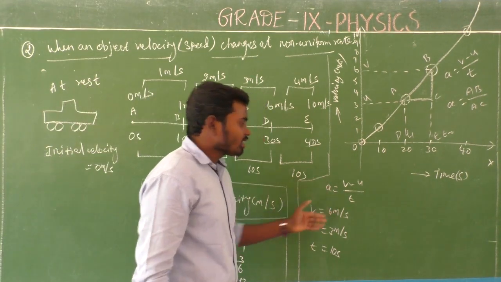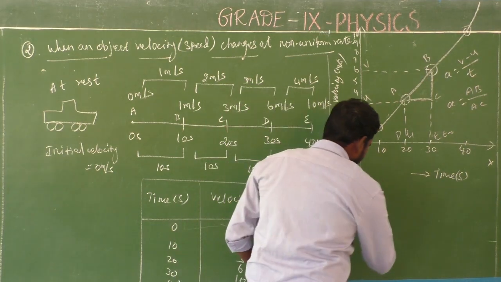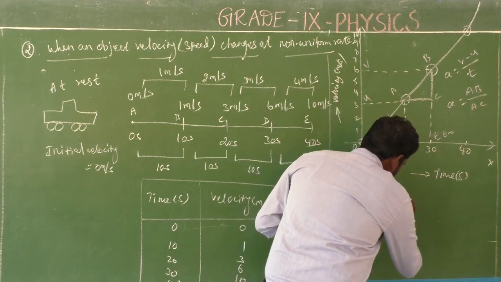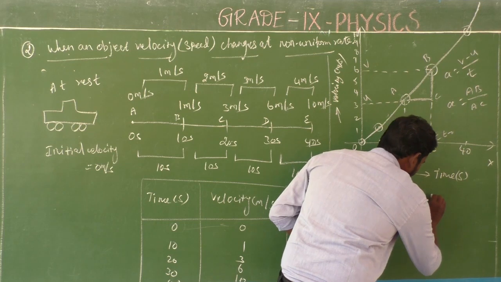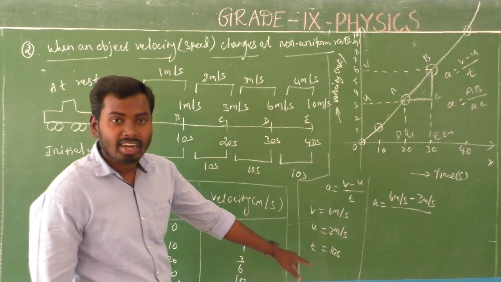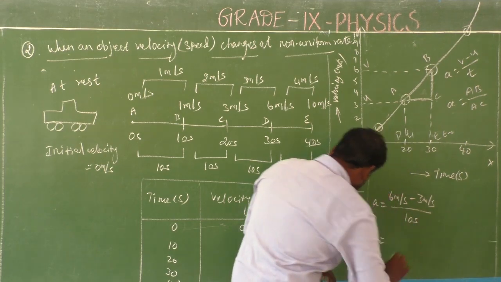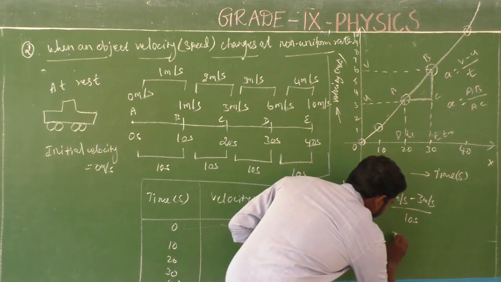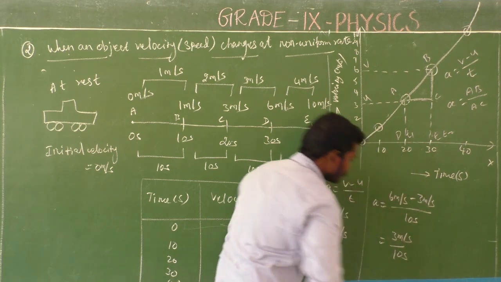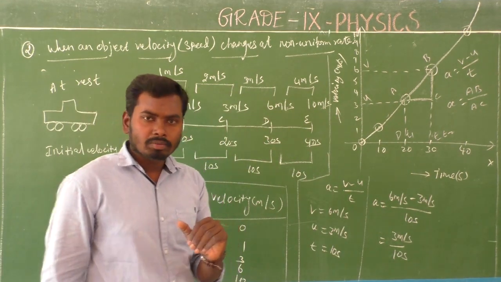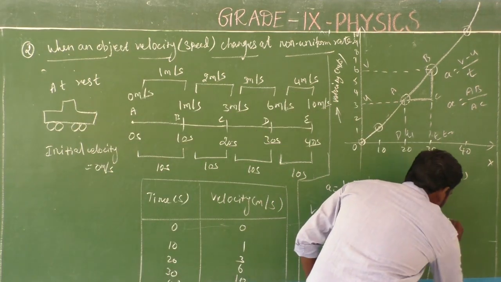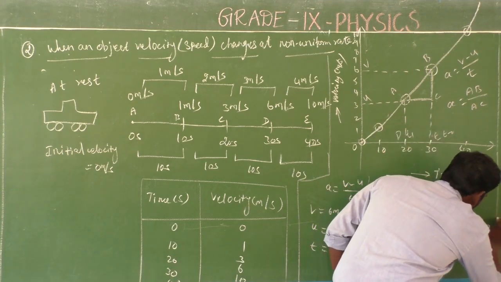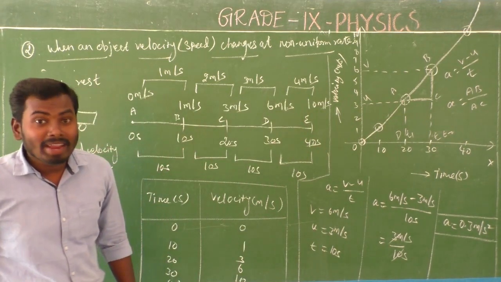Next, substitute all these values in the formula and we can find the acceleration. So a is equal to final velocity 6 meters per second minus initial velocity 3 meters per second, divided by the time taken, 10 seconds. 6 meters per second minus 3 meters per second is 3 meters per second. 3 meters per second divided by 10 seconds. 3 divided by 10 is 0.3. So the a value is 0.3 meters per second square.